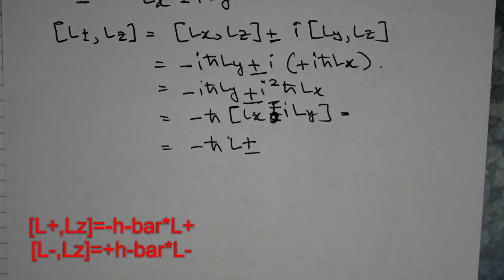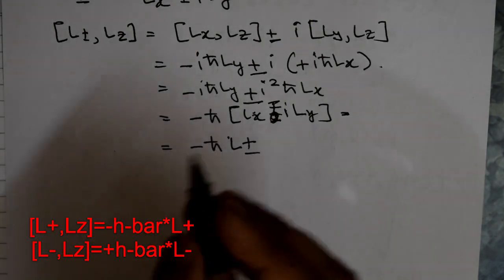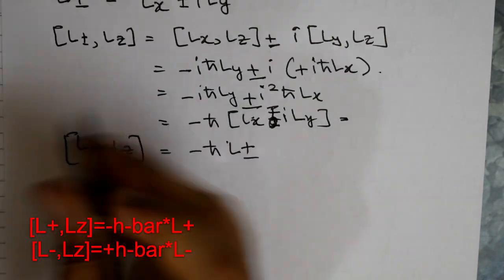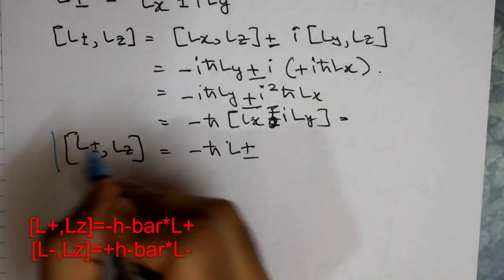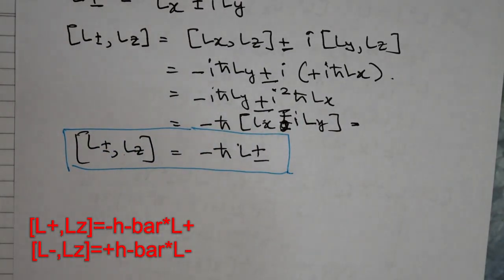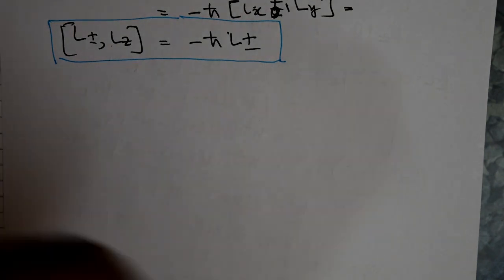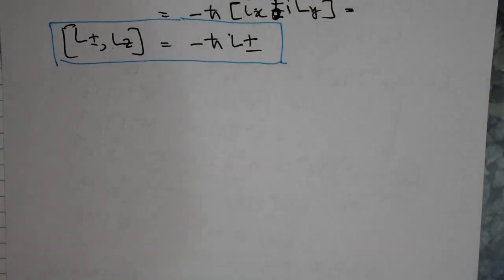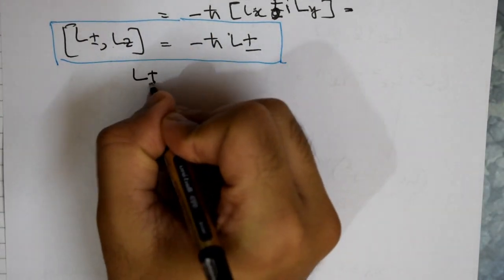Let me quickly make sure my solution is correct. Yes. So this is important. The commutator of L plus minus with Lz is equal to minus ħ L plus minus. This will be extremely crucial when we determine how the ladder up, ladder down operators work. Similar to the harmonic oscillator, it's going to change the quantum number. We'll take a look at what quantum number it changes.